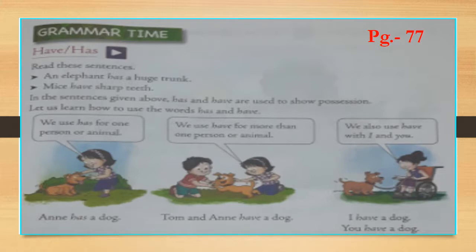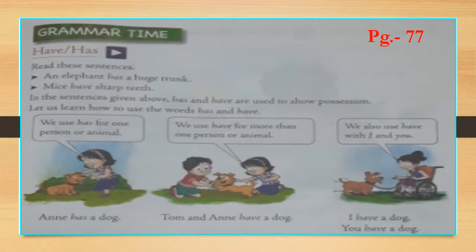Let us learn how to use the word has and have. So children, we use has for one person or animal. Like Annie has a dog. In this first picture, Annie is singular and Annie has a dog. So with the Annie, we will write has.